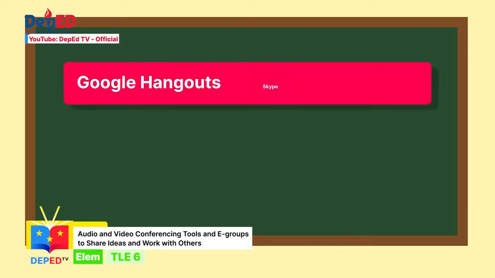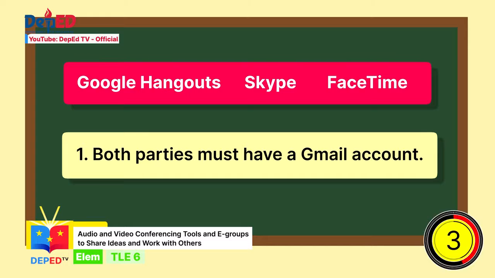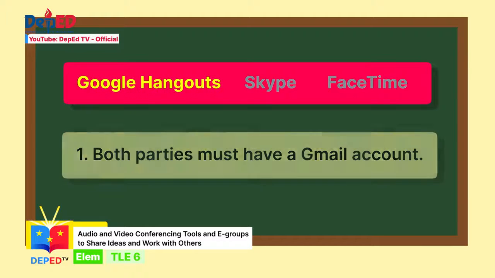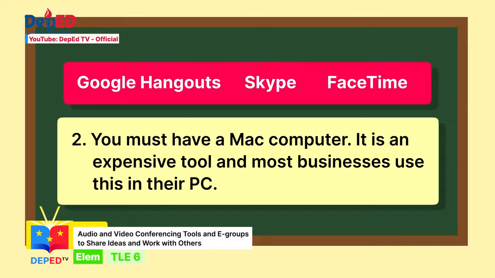Google Hangouts, Skype, FaceTime. Number 1. Both parties must have a Gmail account. And the correct answer is Google Hangouts. Number 2. You must have a Mac computer. It is an expensive tool and most businesses use this in their PC. And the correct answer is FaceTime.